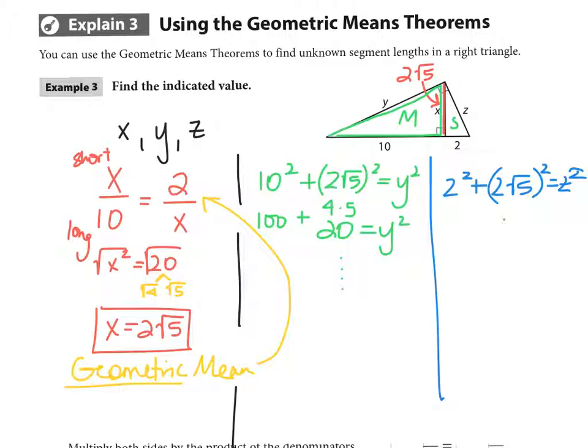For the other one, 2 squared is going to give you 4. 5 squared is going to give you the whole number 5. So again, that's going to be 20. All right, so that's how you could solve and get y and z.